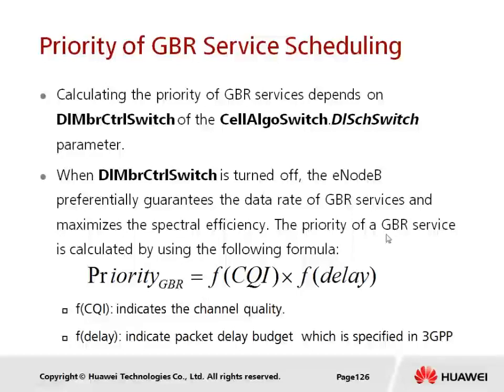Then the priority of GBR services is calculated based on the following formula, where the priority of the GBR bearer depends on the channel quality, which is the CQI reported by the user, and the packet delay budget. So if the user has a higher CQI and a smaller packet delay budget, meaning this GBR service has a small budget for delay, then the user has higher priority.